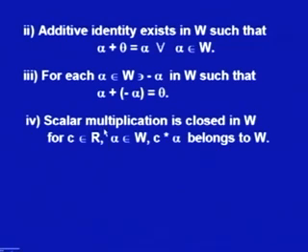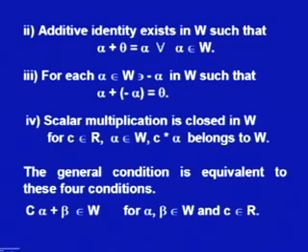And the last property is that scalar multiplication is closed in W. For example, if C belongs to R and alpha belongs to W, then C star alpha must belong to W. So, the closure property with respect to scalar multiplication must hold in W. So, if all these 4 properties are satisfied, the rest of the properties are trivially satisfied because they are satisfied for V. So, this W will form a vector space.